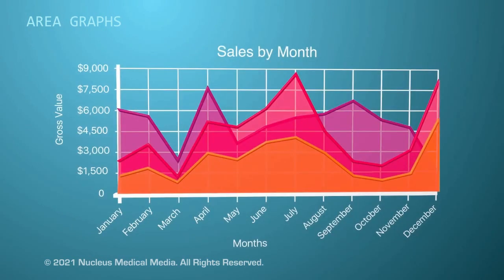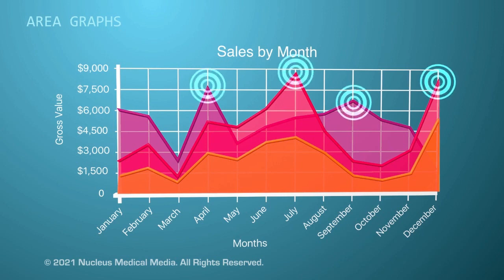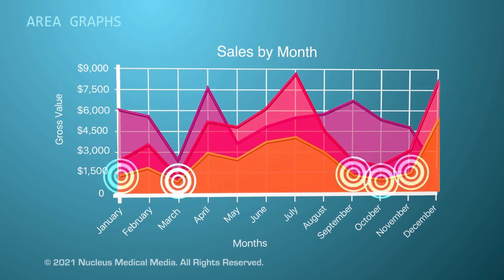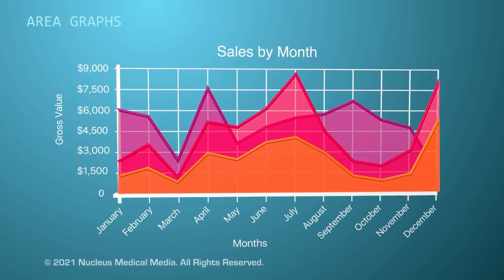Area graphs are useful for comparing data sets and identifying trends, such as what items are hot sellers or weak sellers in each month.